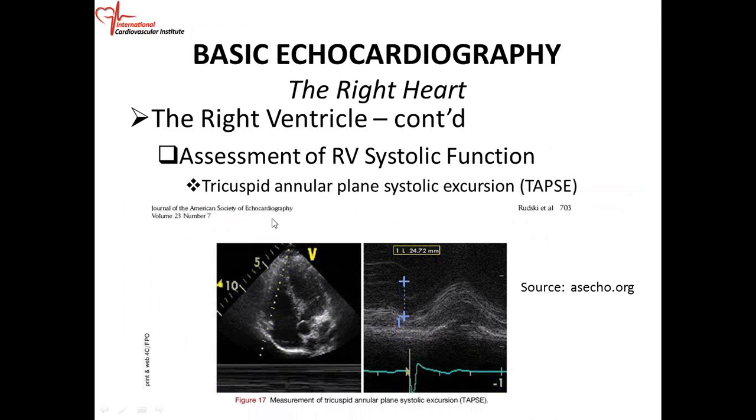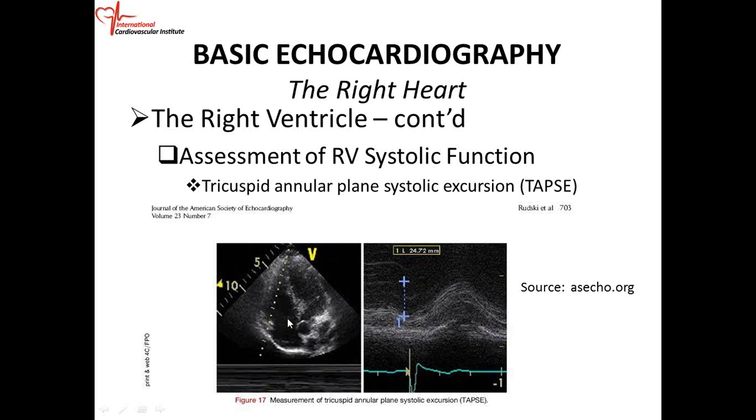So what you do is get your apical four-chamber view. You can do an RV focus view, and your cursor is on the lateral tricuspid annular plane. It's an M-mode measurement. You're going to look at the tricuspid annular plane. It's going to move up in systole. So the excursion is the distance that it moves up. It's a vertical distance that the tricuspid annular plane moves.